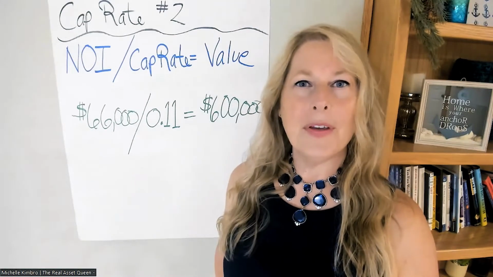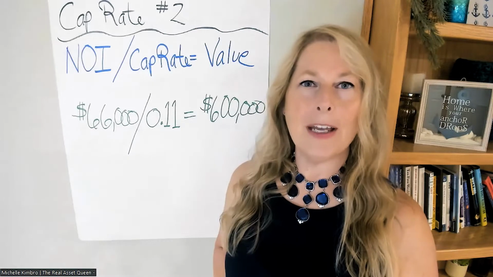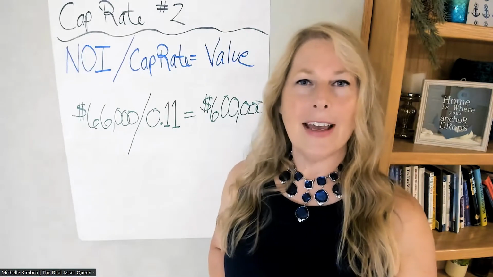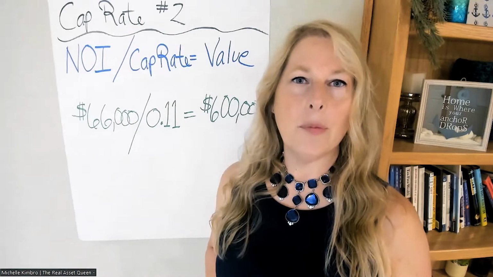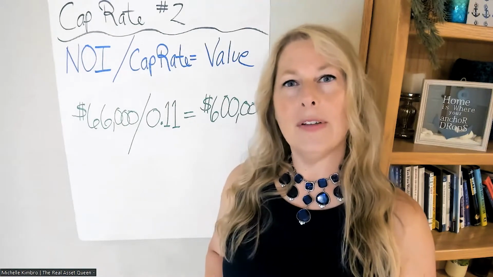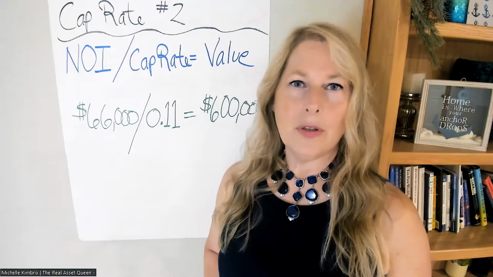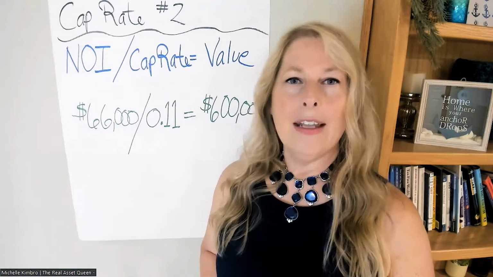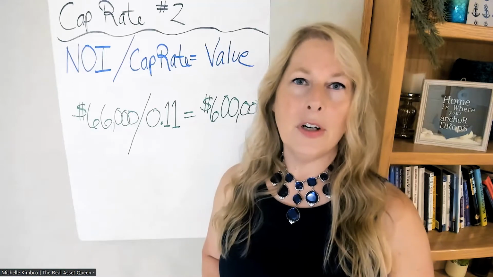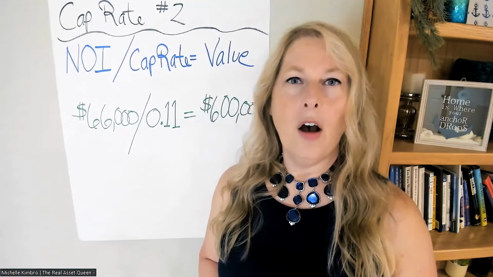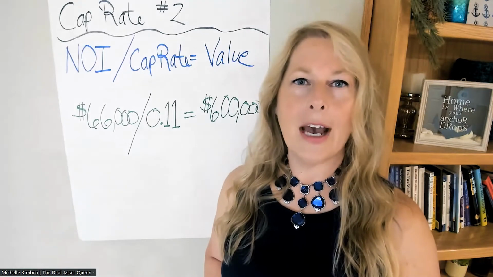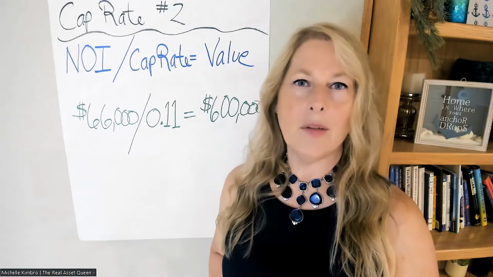Today I want to share with you another way that we can use cap rate when looking at a commercial building. So from last time we learned that cap rate is actually looking at the profitability of a building, and it's the relationship between the property's value and the net operating income. Now, if we want to determine the value of a property, all we need to do is divide the net operating income by the known area cap rate, and that will give us an estimated value.